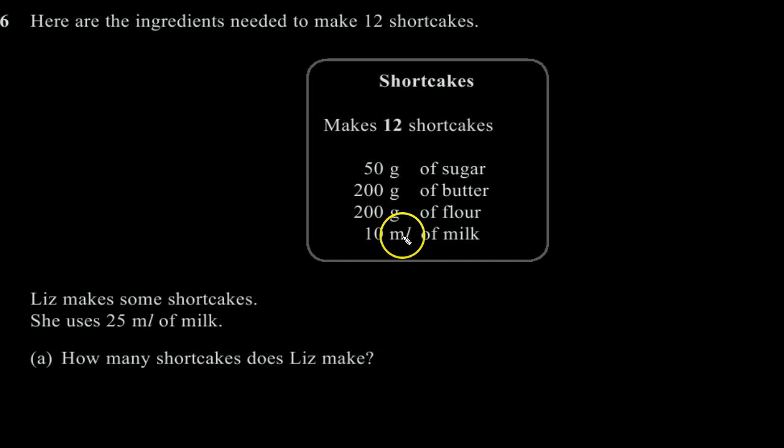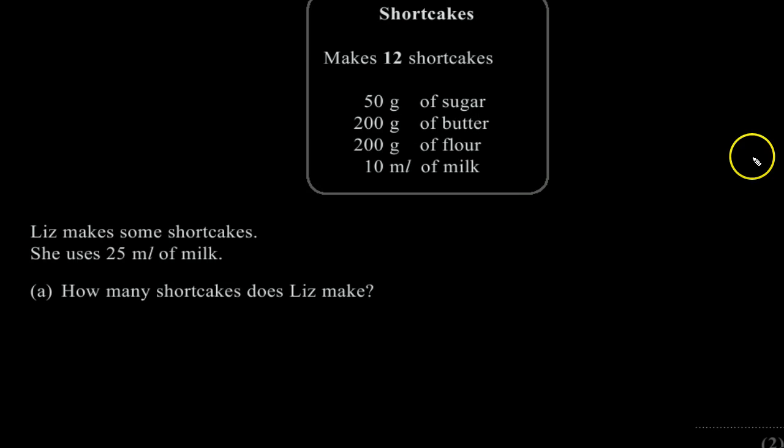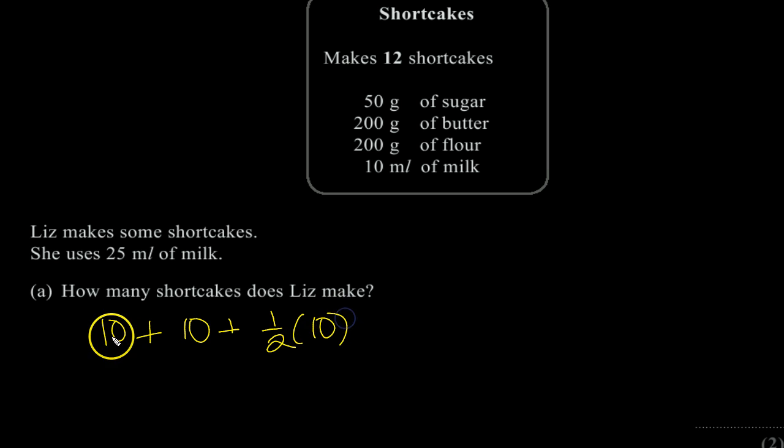How many shortcakes does Liz make? Well, 25, and there's 10 milliliters for 12. So basically for 25 milliliters you've got 10 plus another 10 plus a half of a 10, haven't you? That's 25. So in terms of milliliters, that's a 12, that will make 12. Another 10 will make another 12 shortcakes, and half of 10 will make half of this.